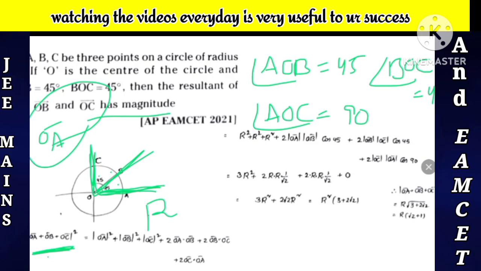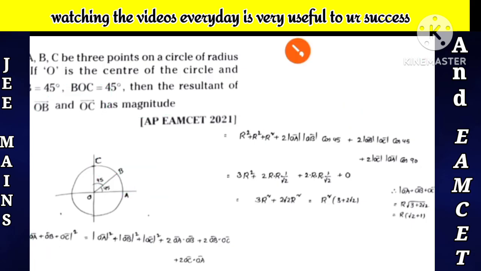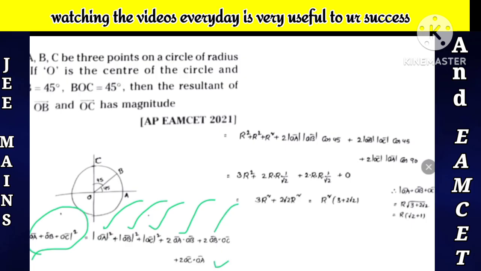First I consider the value modulus of OA plus OB plus OC bar whole square. Now first write the formula. The expansion is: mod OA plus OB plus OC whole square is equal to mod OA square plus mod OB square plus mod OC square plus 2 into OA bar dot OB bar plus 2 into OB bar dot OC bar plus 2 into OC bar dot OA bar. Okay, so this is the formula.